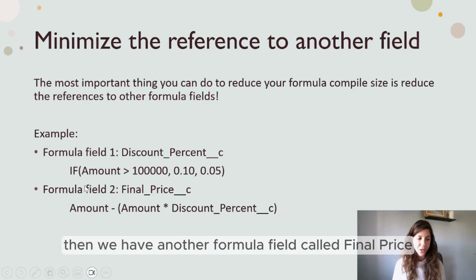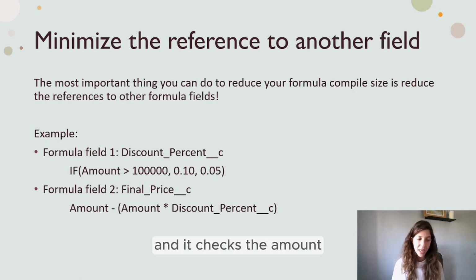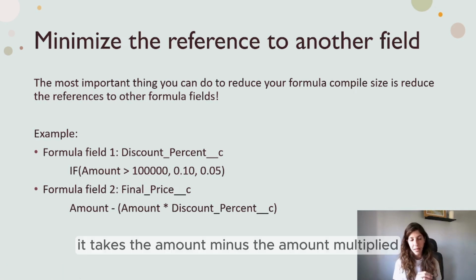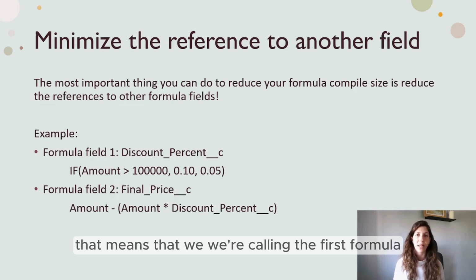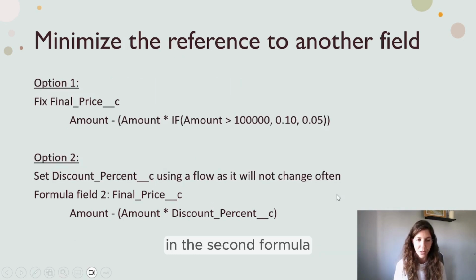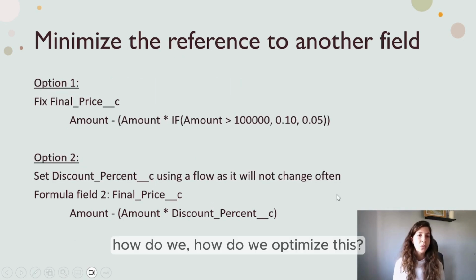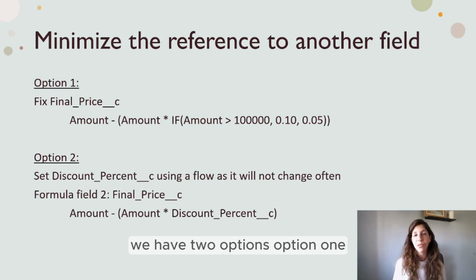Then we have another formula field called final price, and it checks the amount. It takes the amount minus the amount multiplied by the discount percent that we defined in the first formula. That means that we're calling the first formula in the second formula. How do we optimize this? We have two options.